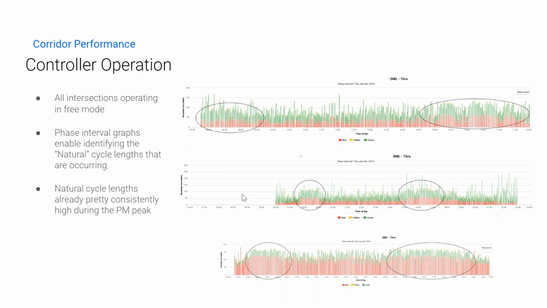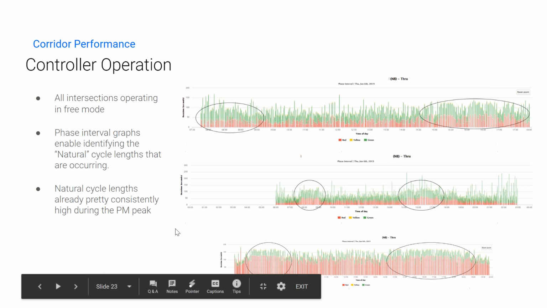So we can actually see that during the AM peak and PM peak, the cycle lengths aren't short. It is actually quite high because they're operating in free mode, and the cycle lengths are, in a lot of cases, reaching pretty high values throughout the corridor because there is demand for it. Something that can be inferred from this is the natural cycle length. Because it's operating in free mode, we can actually see the natural cycle length that's happening during the AM and PM peak. And that could help inform potentially a coordinated plan.